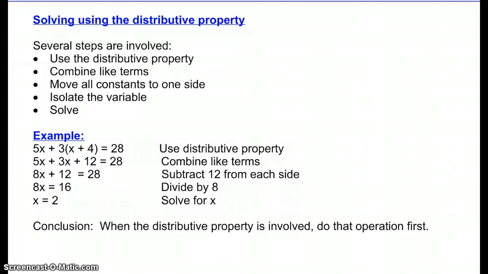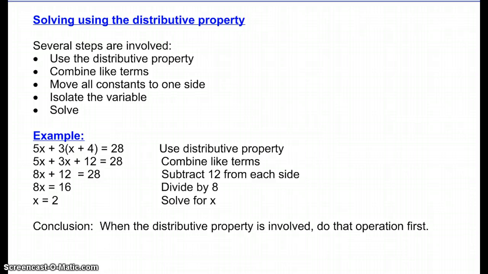So in our example, we have 5x plus 3 times the quantity x plus 4 equals 28. So we're going to use the distributive property like we did in the last chapter. It's 5x plus 3x plus 12 equals 28. We're going to combine all our like terms to get 8x plus 12 equals 28. Remove the constants from the left side, so we're going to subtract 12 from both sides to get 8x equals 16. And then we're going to divide by 8 to solve for x, so x equals 2.